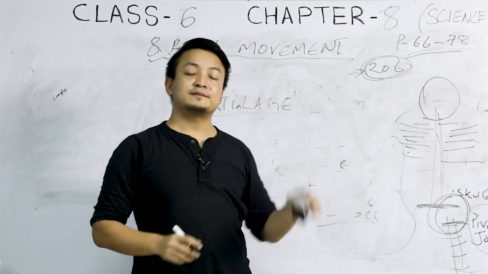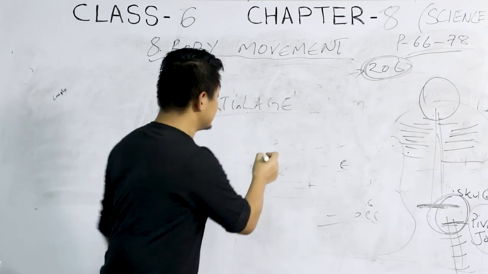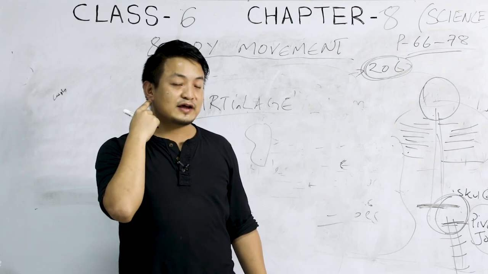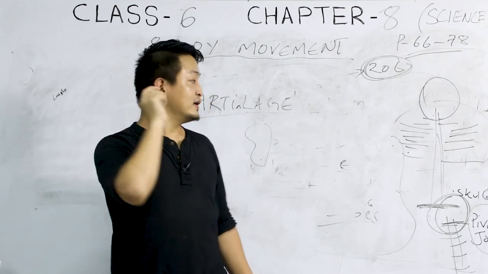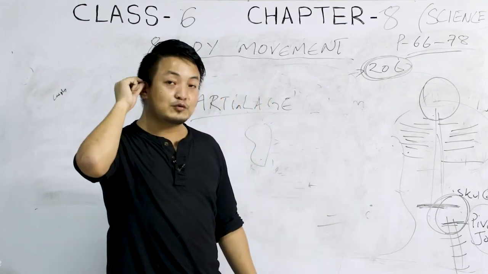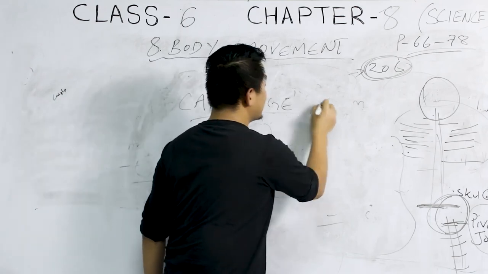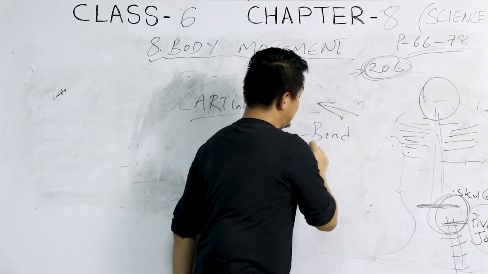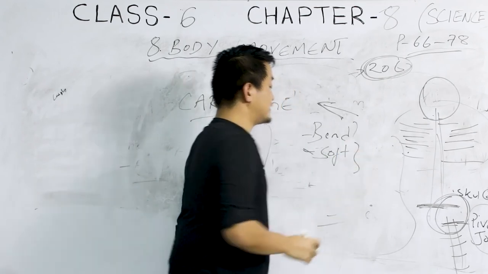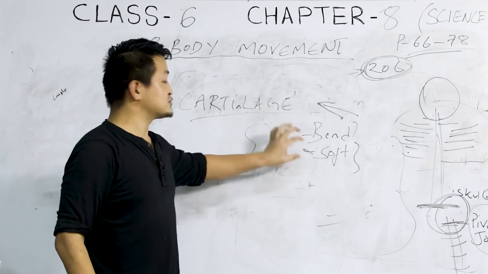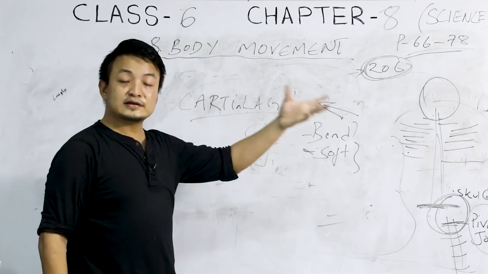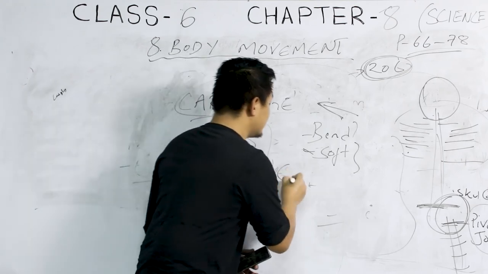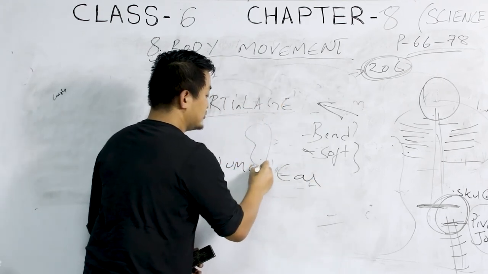Now, what is this cartilage? Let's do one activity. Suppose this is your ear. The lower part is very soft, right? That is the ear lobe. But if you touch the upper part, you can bend it, right? That is known as cartilage. Since it can be bent, it is soft. It is not a bone and not a muscle, it is cartilage, which is present in the upper side of our human ear.